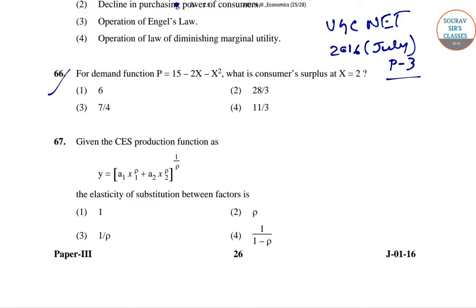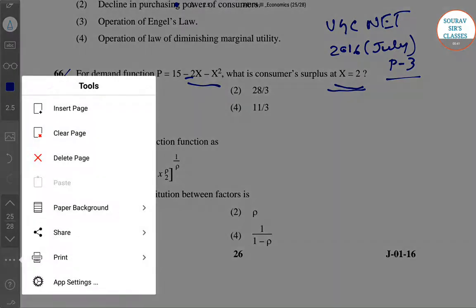In question number 66, it is given for the demand function P equals 15 minus 2x minus x square, what is the consumer surplus at x equals 2? So we have to find this. For this I'll take another page.